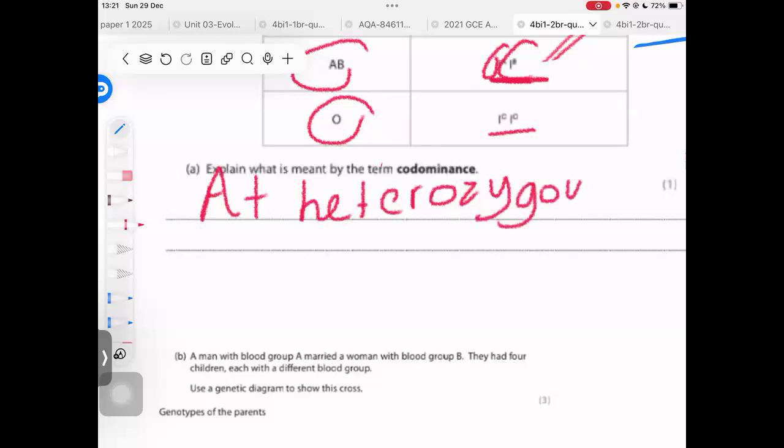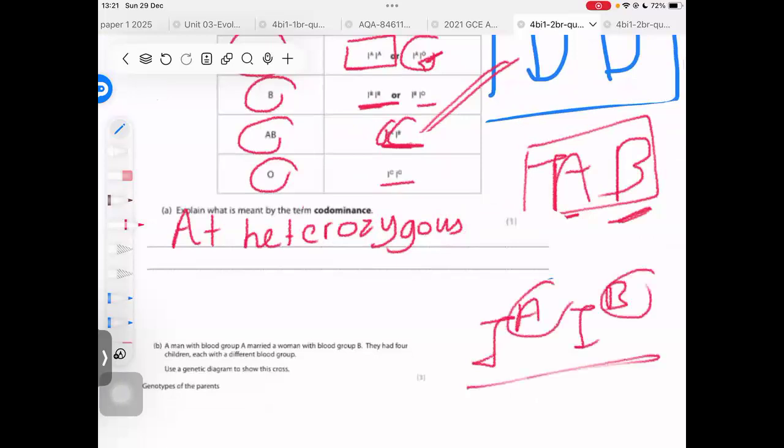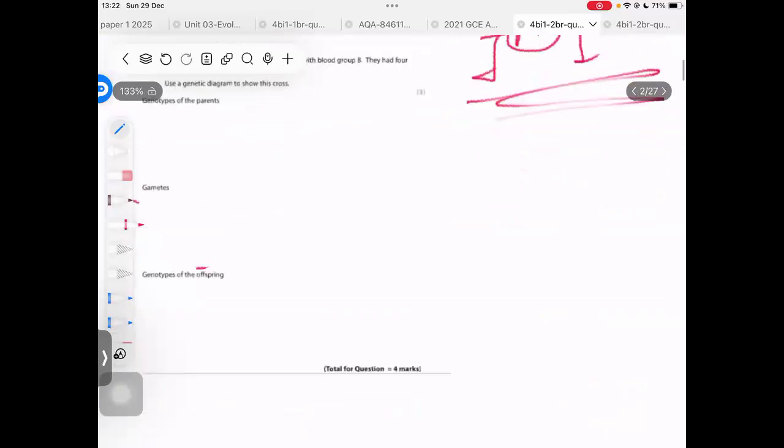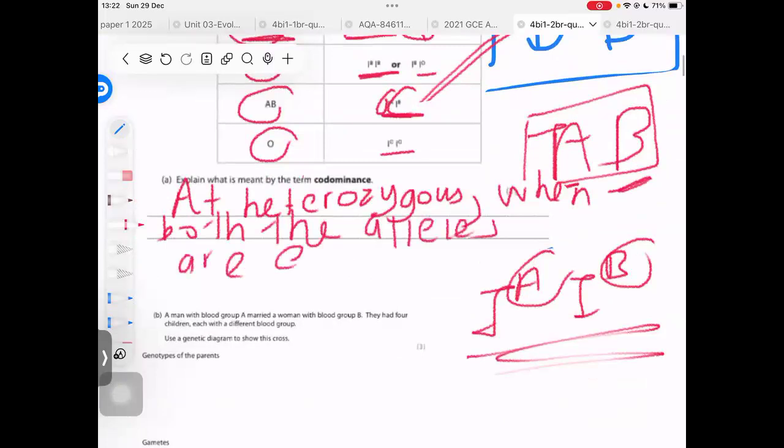Because this is heterozygous, right? You can see A and B are two different alleles. It's a heterozygous scenario, they are not similar, they are different to each other. So at the heterozygous state, when both the characters are being expressed, when both the alleles are being expressed, that's what you call codominance.